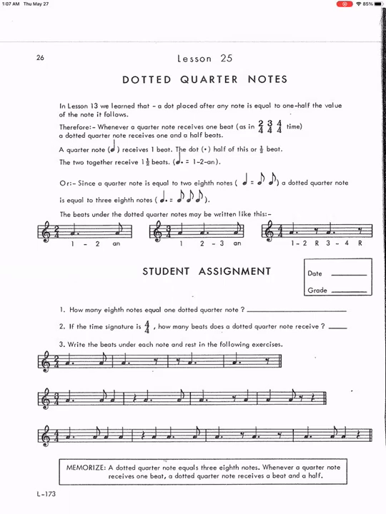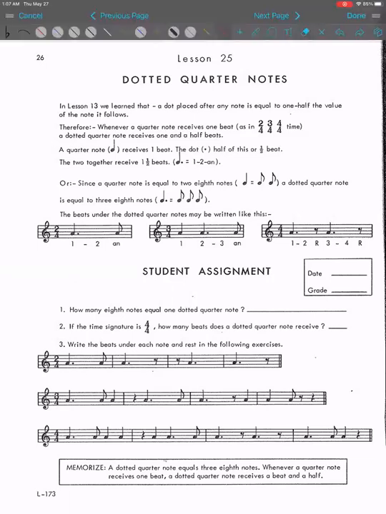This is Master Theory, Book 1, Lesson 25. Today we're talking about dotted quarter notes. Previously, we have learned when you have a dot on the right of the note, you only add half of the value onto it. So today we're talking about the dotted quarter note, and the value is a quarter plus half of it, so it's an eighth note.